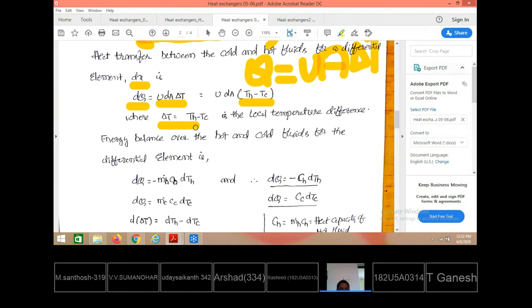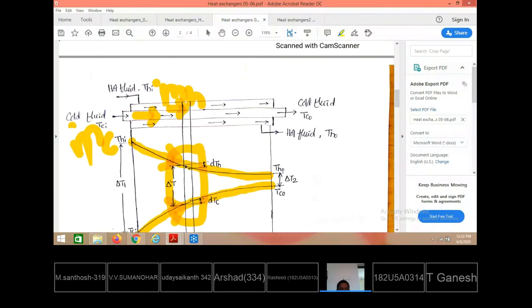Then what is the heat lost by the hot fluid within the same thickness dx? From the thermodynamics concept, heat lost by the system is negative, and heat added to the system is positive. Therefore, the hot fluid is rejecting or losing heat, so a minus value is used, represented as mh dot into ch, where ch is the specific heat. In a small thickness dx, from here to here, there is a drop of temperature for the hot fluid. From this level to this level, the temperature drop takes place.